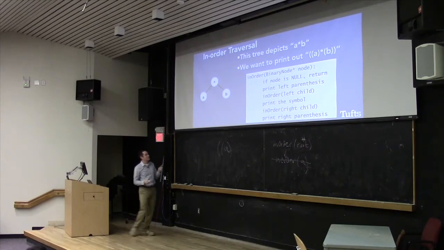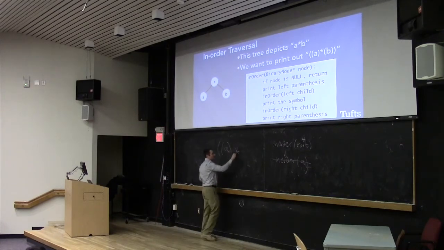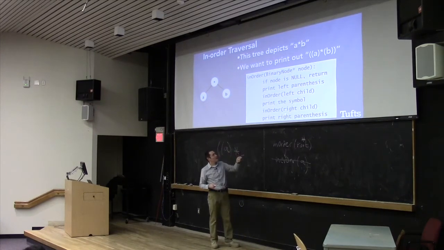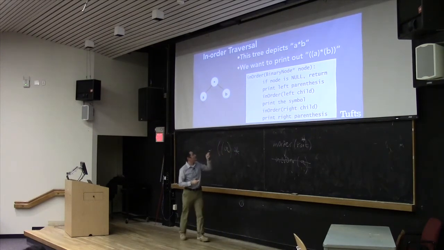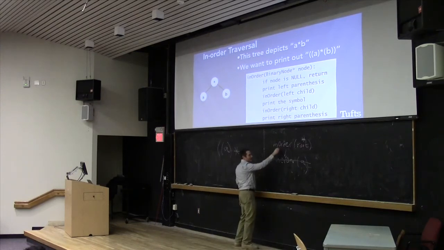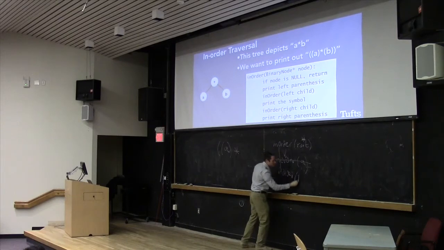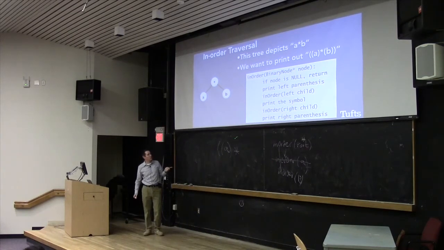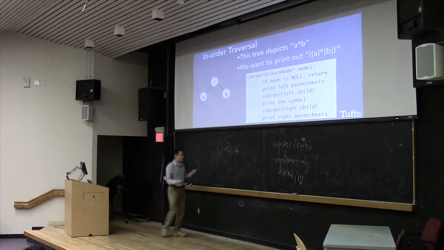Print the symbol. Well, the symbol happens to be star, because we're in this one at this line right here, print the symbol. Then we do in order right child. Star does have a right child, so we're going to do in order B. So now what's happening is we're doing in order B. Right? And so we go into in order B and we start over again. Is B null? Nope, it's not null. Print left parentheses.